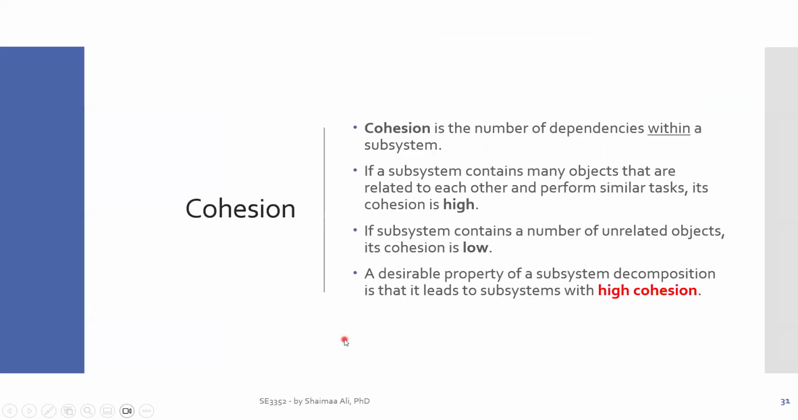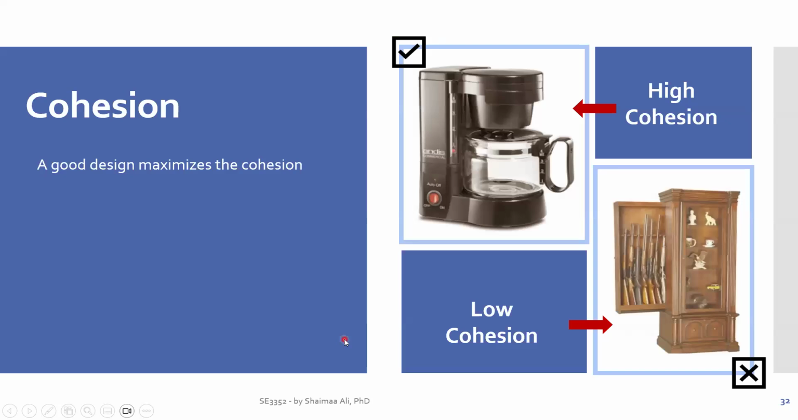Now, cohesion is the dependency between the elements within a component, or the classes within the component. In order to have a good design, we want to maximize the cohesion, we want to increase the cohesion. So we don't want to have a component that has unrelated elements. A component with unrelated elements has low cohesion, which is not a good design. But a component that has high cohesion, so high dependency between the classes within it, is a good design.